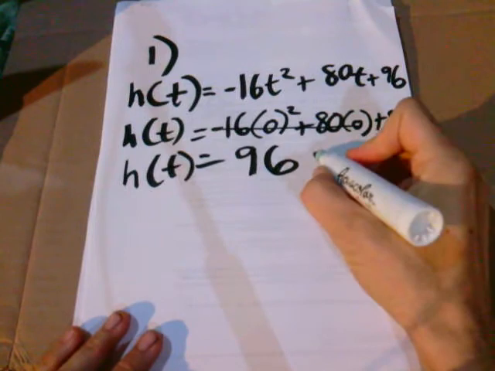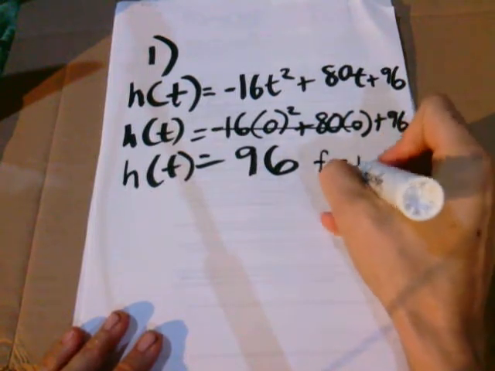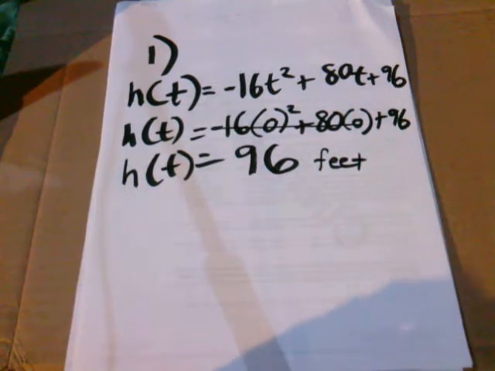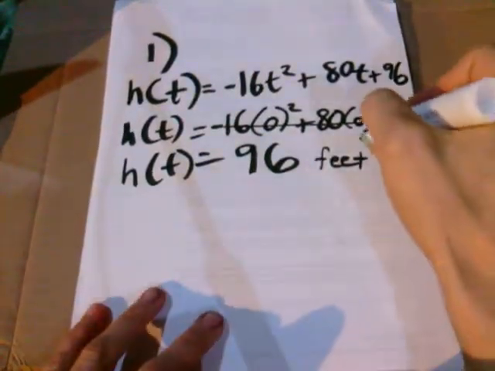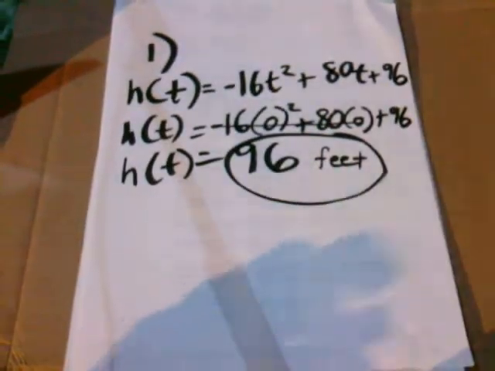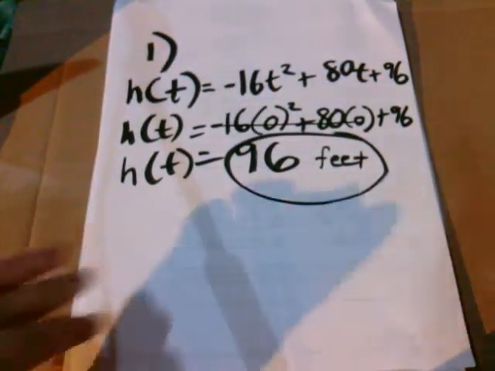And later it tells us that it's feet. Okay, so think about that. Right at the moment, right before you launch your rocket, the height of the rocket is 96 feet. Now, your rocket is going to be right on top of the building, so that tells us that the building is 96 feet tall. Okay, so that's the answer to number one.